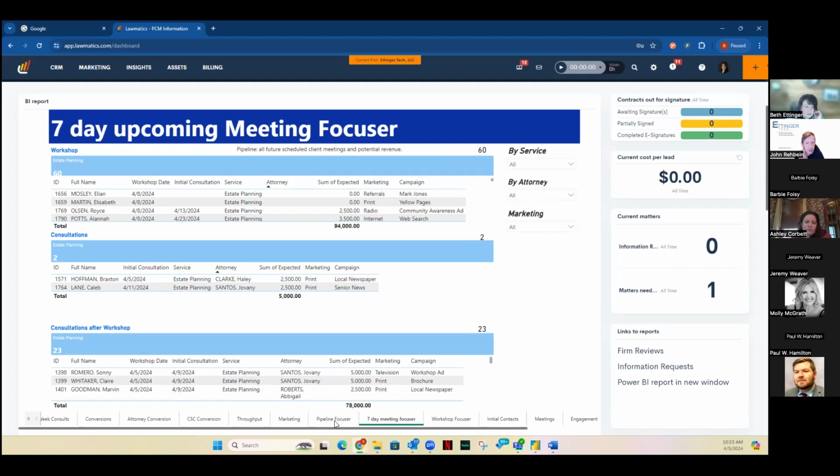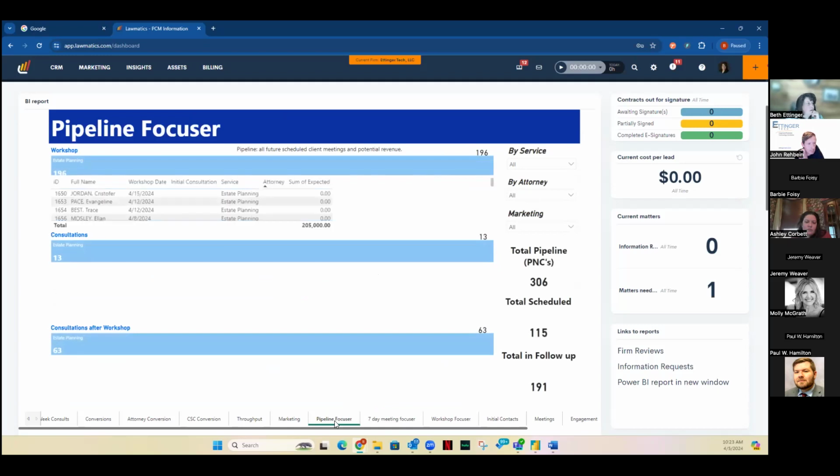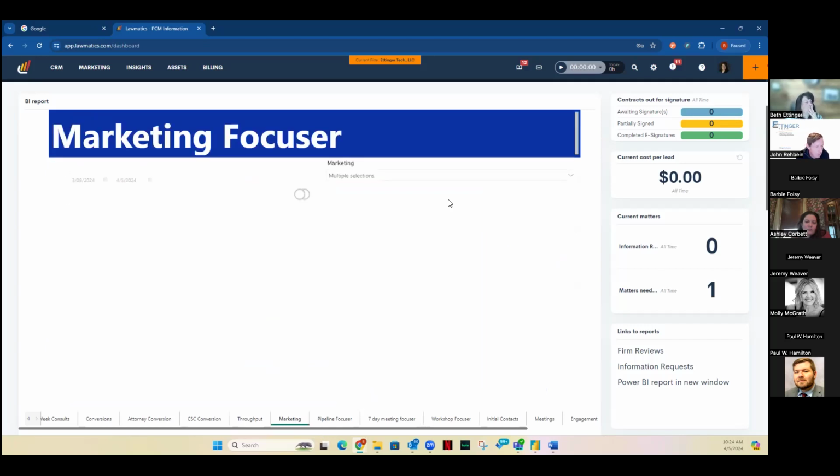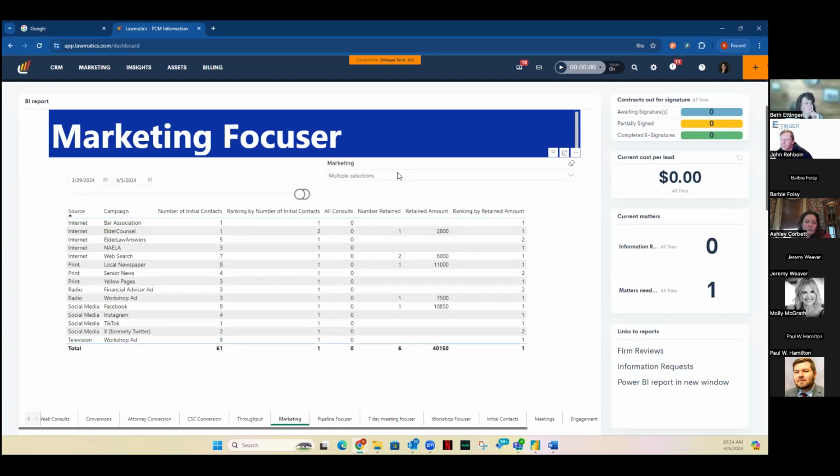And that's total future, or is that in the next 7 days? This is the next 7 days. And then this is our total future, 196 in workshop, 13 in consultations, and 63 in our consultations after workshops. So we have 196 in workshops, which are all potential consultations, minus the 20 or so that are already scheduled. And then we have just a little under 80 already on the books. So this is good. Keep it up, keep pushing the consultations. Workshop is always going to be your best route for consultations.